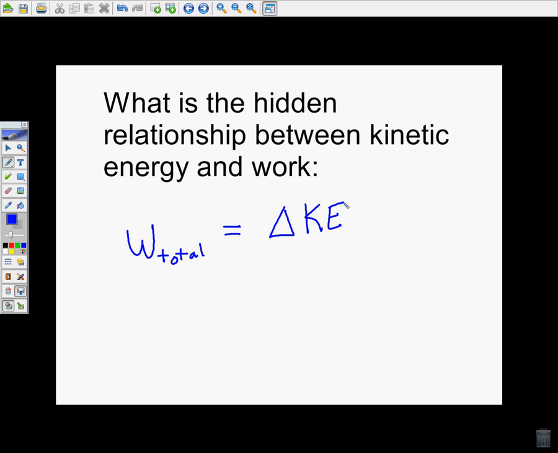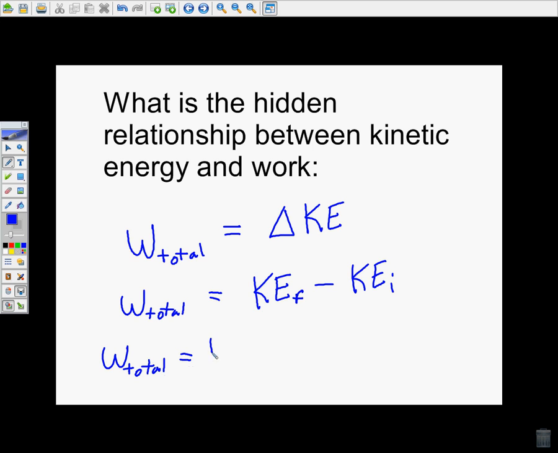It could be blown out on the right-hand side. We could say the total work equals the final kinetic energy minus the initial kinetic energy. Same equation. And then we could blow out the right-hand side even more, and we could say that the total work equals 1/2 m v_f squared minus 1/2 m v_i squared.